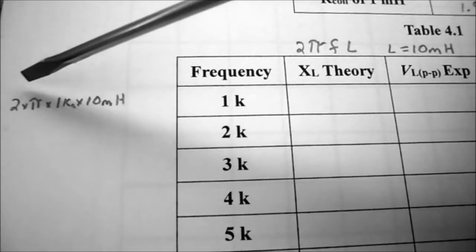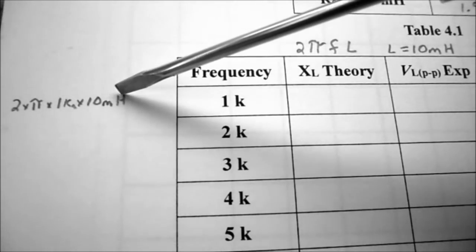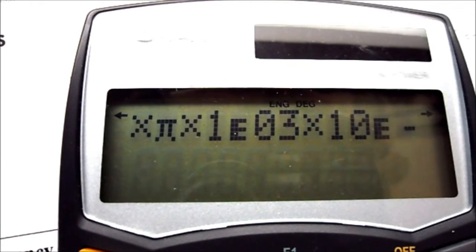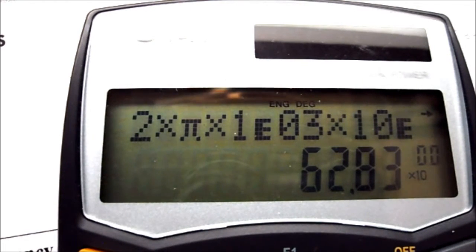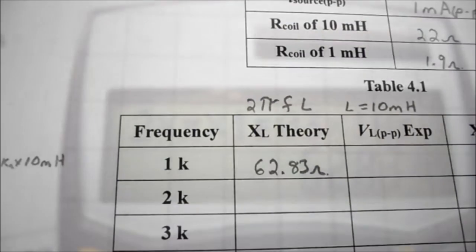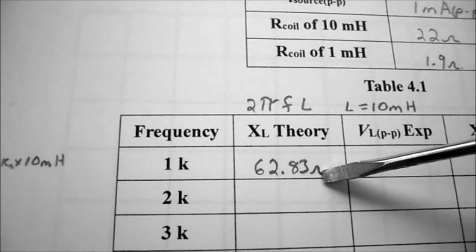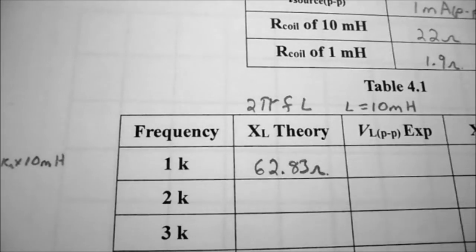So the equation becomes 2 times pi times 1K times 10 millihenries. The calculation is 2 times pi times 1 times 10 to the exponent 3 times 10 to the exponent minus 3. And that equals 62.83 ohms. So in your table, write down 62.83 ohms. Remember, XL is resistance and it's measured in ohms.